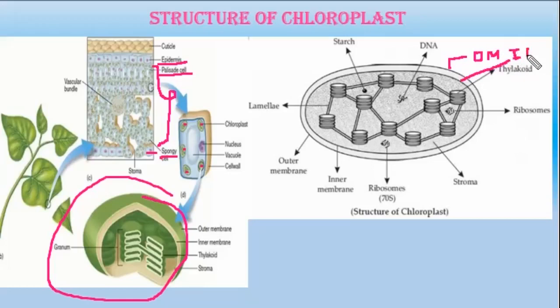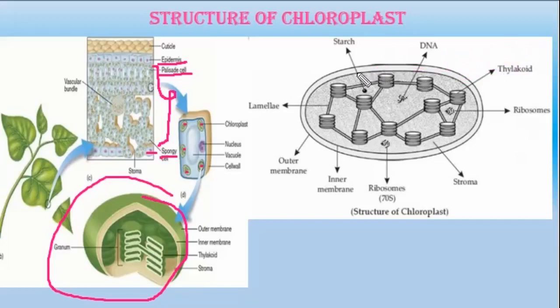This is the inner membrane. Between the outer membrane and the inner membrane there is a space. This space is known as the periplastidal space.